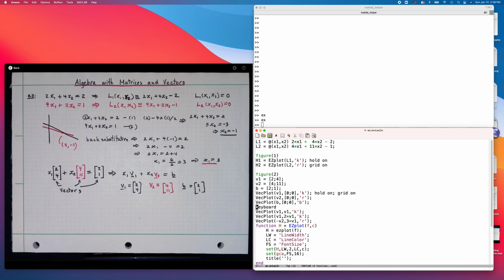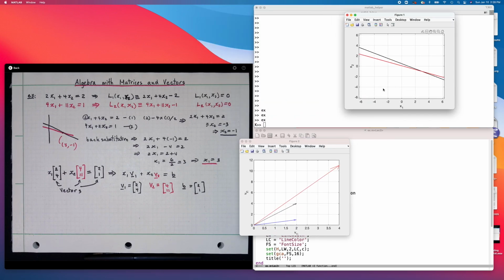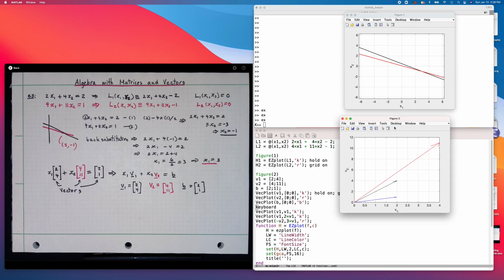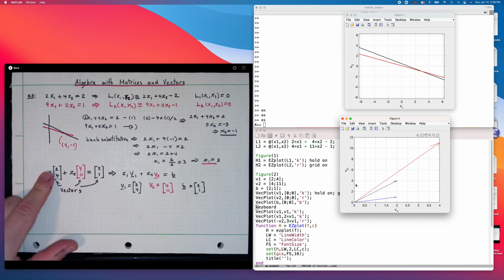Okay, so let's run it again. Alright, so this is the original picture of the intersection of two lines, and over here I have the picture in which I have the 3 lines. So this vector, the long red one, is the vector 4, 11. So the tip is at coordinate x2 is equal to 11, and coordinate x1 is at 4. And then the black one is the vector 2, 4. So the tip is at x2 equal to 4, and x1 is at 2.